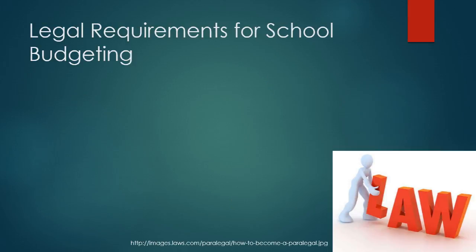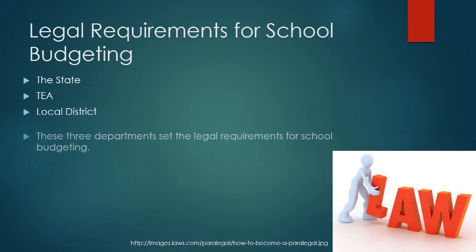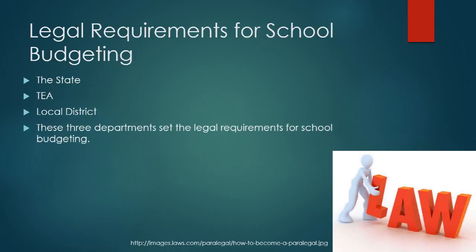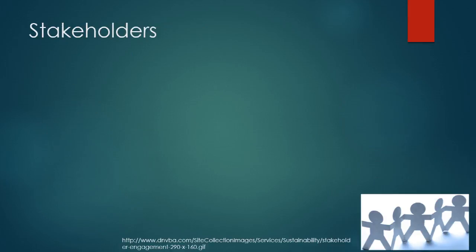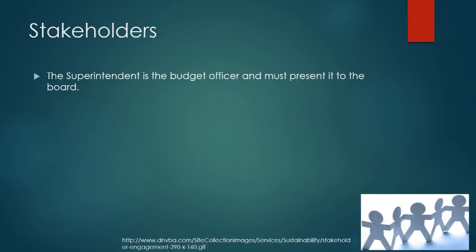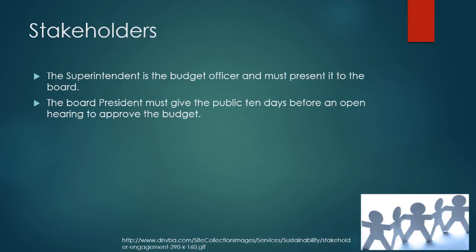The legal requirements for school budgeting come from the state, TEA, and the local district. These three departments set the legal requirements for school budgeting. Stakeholders: the superintendent is the budget officer who has to present the budget to the board each year. The board president must give the public 10 days, usually in some type of media like a newspaper, to notify them about the open hearing before the budget is approved.